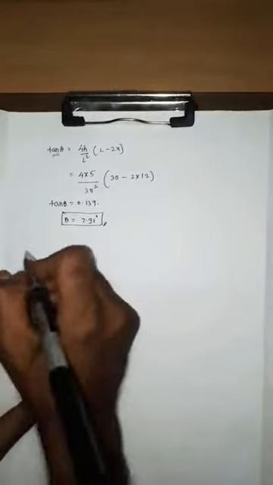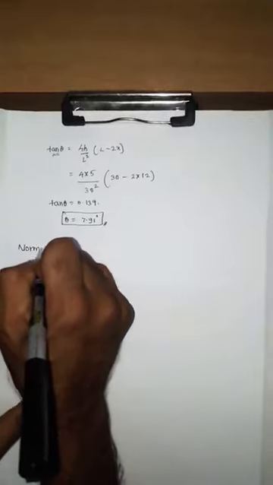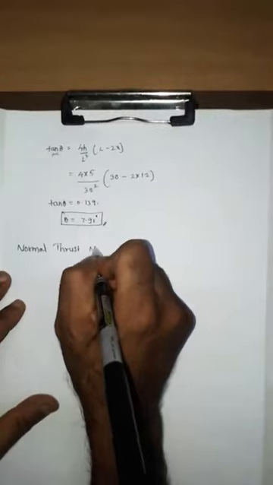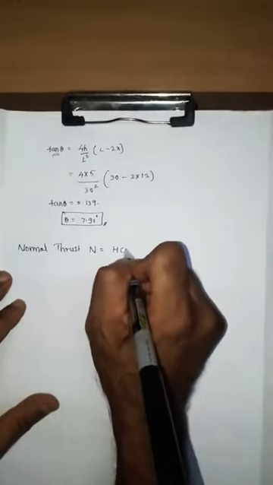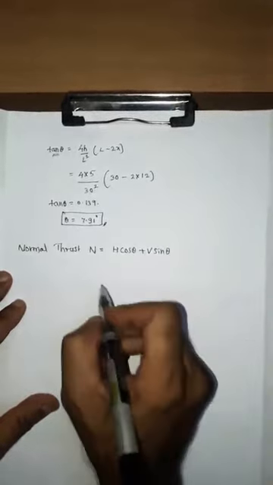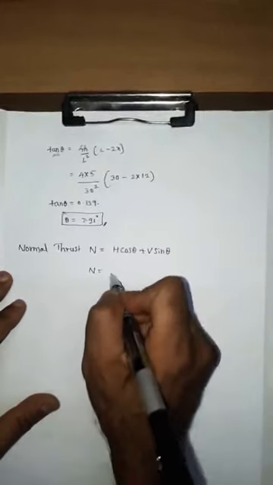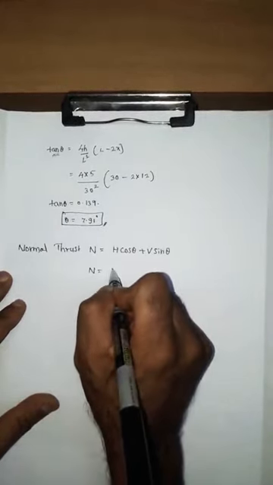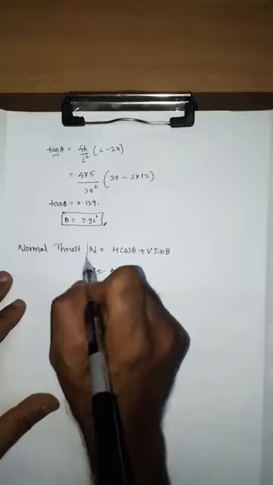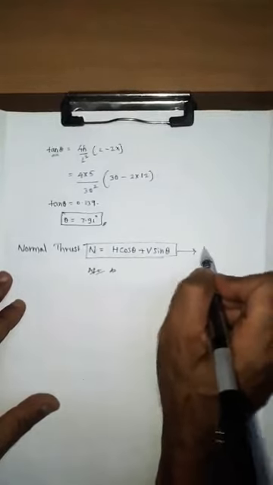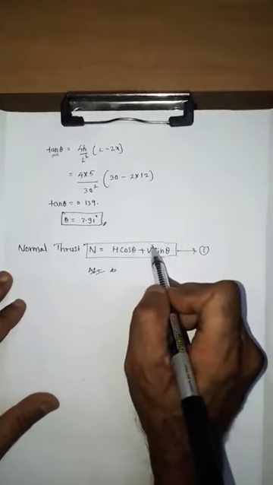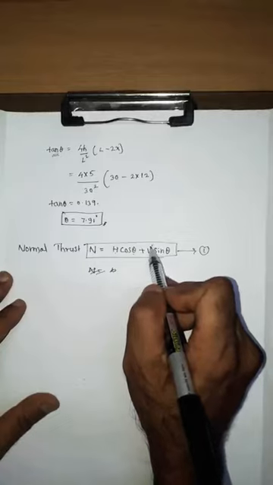Normal thrust. As you already know, normal thrust is indicated as N. So this is equal to H cos theta plus V sin theta. So substitute the values. N is equal to H, already we know that is 40. Let us write this as equation 1. Here we know H, we know theta, but we don't know V. What is V? V is nothing but the vertical shear or shear force at point E.